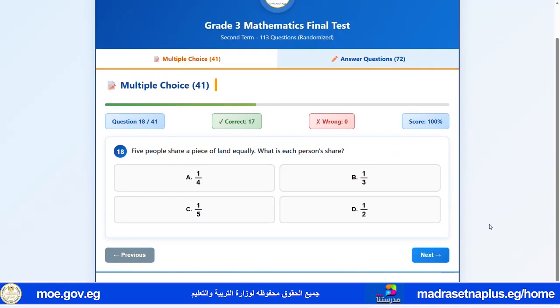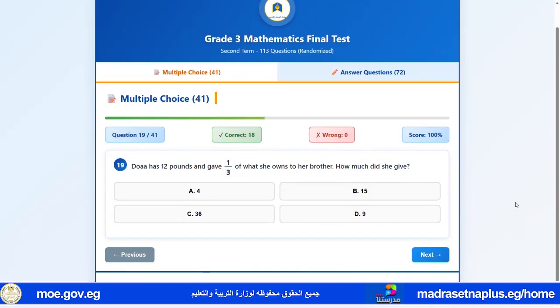And next one, 5 people, 5 students, 5 friends. Share a piece of land equally, a piece of cake, a piece of pie. What is each person's share? That means if we have a pizza, a pie, and we are 5 students, 5 friends, we divide it equally. Can you tell me the fraction that represents the share of each one? Yes, it will be what? Yeah, good. It will be a fifth. 1 out of 5. Fifth. 1/5.